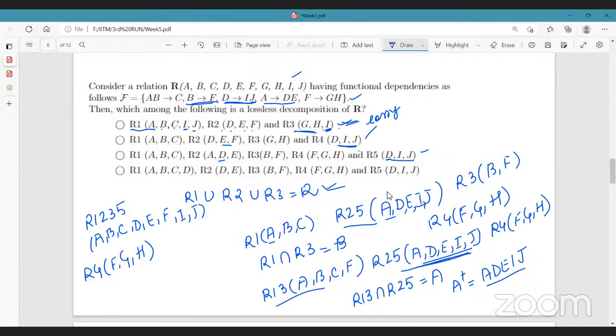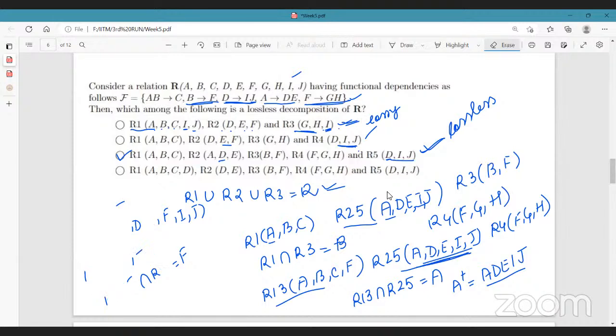So what is the common attribute? F. Yes, that's right. The common attribute is F. Now is F a super key? Yes, it is a super key, because F determines GH. FGH. Yes, ma'am. So it is a super key of R4. So since we have checked for all the relations, we can say that this is a lossless decomposition. Yes, ma'am, this is the correct answer. Okay. Just a minute.